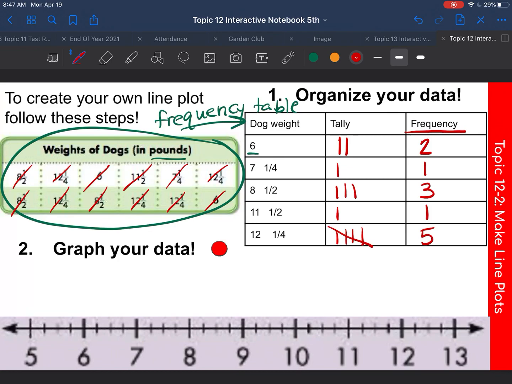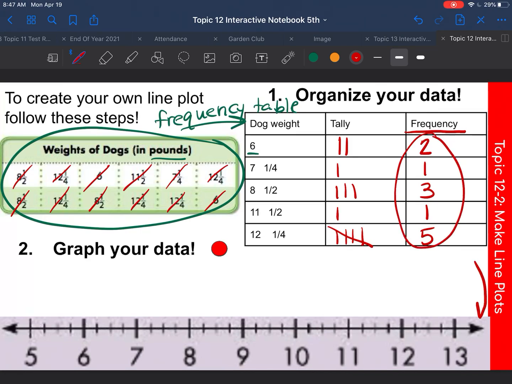So that's 5 there. Now that we have it all organized, it's really easy to make a line plot. Because we can look at this line plot on the bottom and put 2 dots above the 6, 1 dot above the 7 1/4, 3 dots above the 8 1/2, and so on. It's all right here, nice and organized for us.